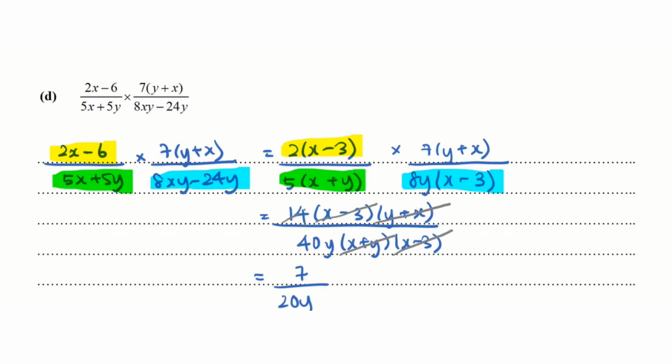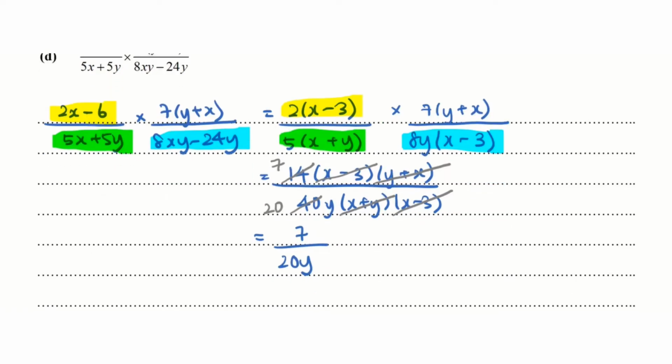Don't forget the numbers, so between 14 and 40, both can be divided by 2, so we will get 7 over 20. Therefore, our answer will be 7 over 20y. I hope you are able to understand this answer.